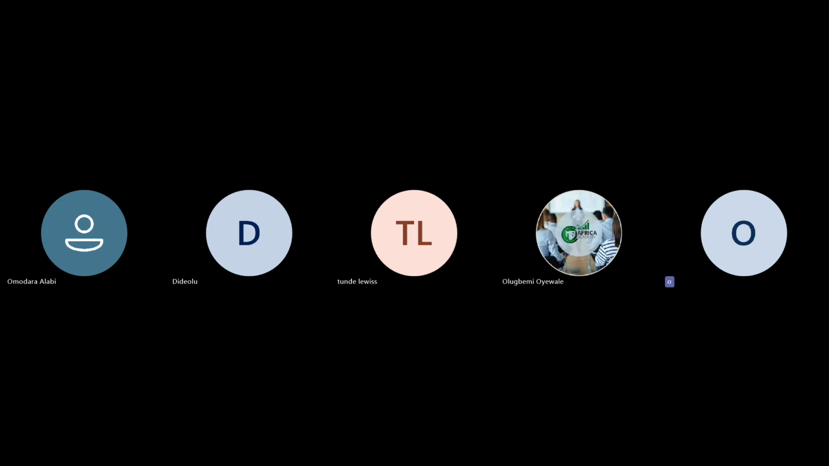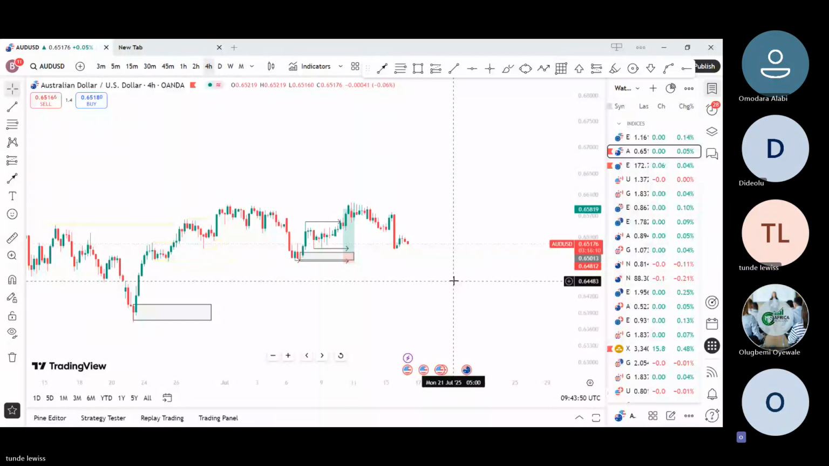Okay. Before then, let me quickly share my screen. Is it showing now? Okay, it can show now, right? All right. Yes, it can. You can go ahead.